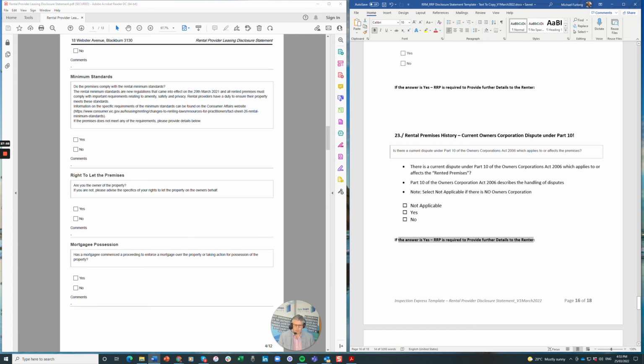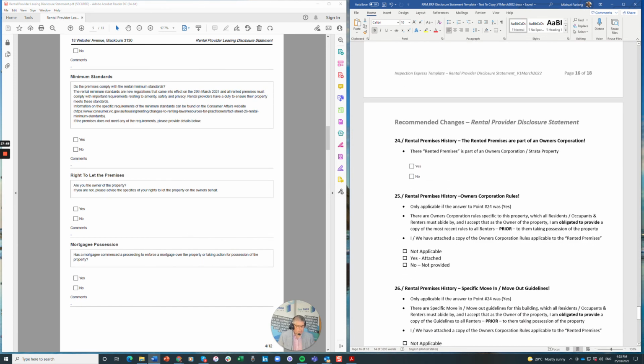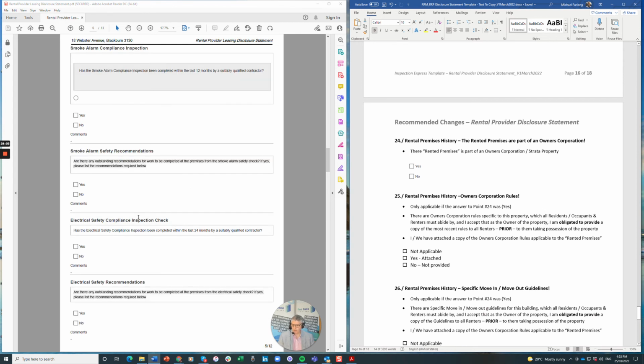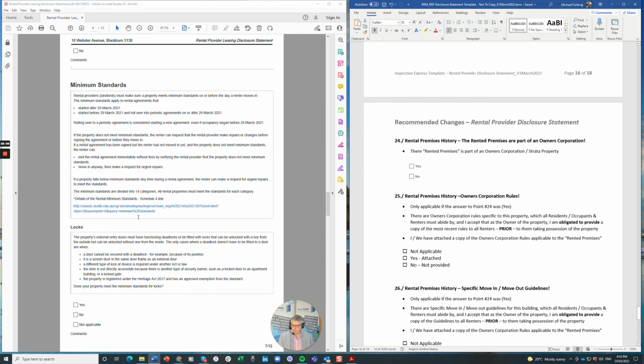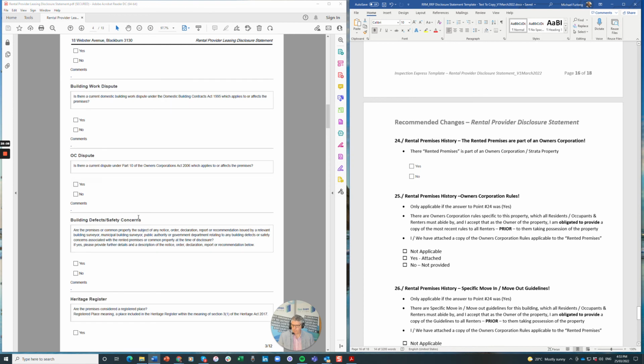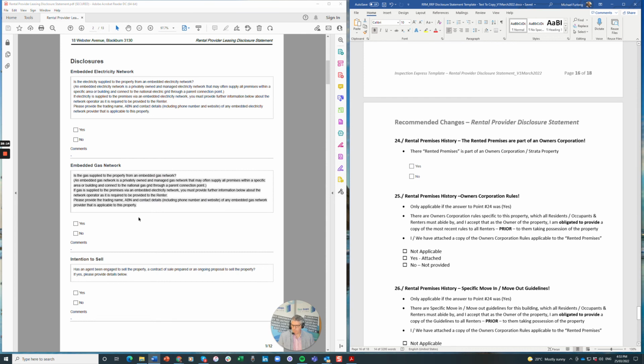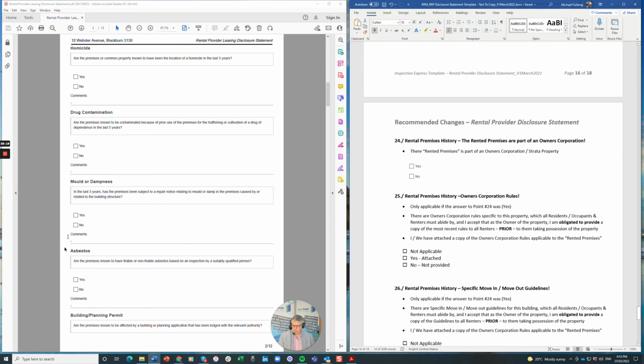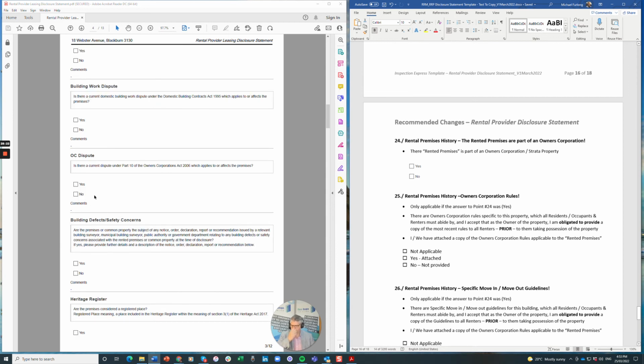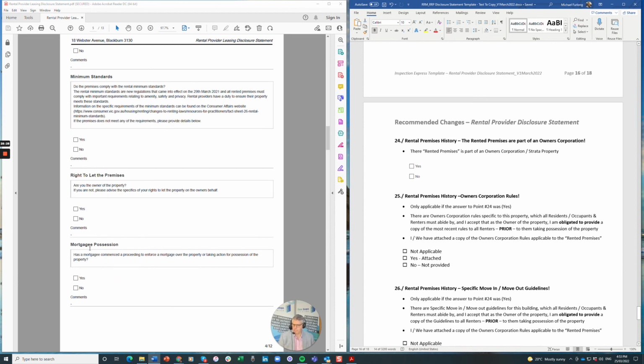The next one is I've expanded this one. The rental premises are part of an OC. That doesn't have that. No, doesn't have it. So rental premises part of an OC. Building this. No, it's not on this one. Okay, I just picked that up. Okay, so the rental premises is part of an owner's corporation. Yes or no? Okay, that's 24.